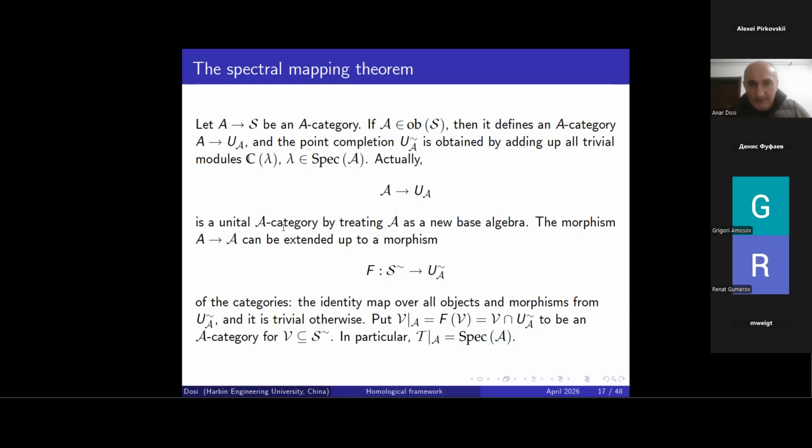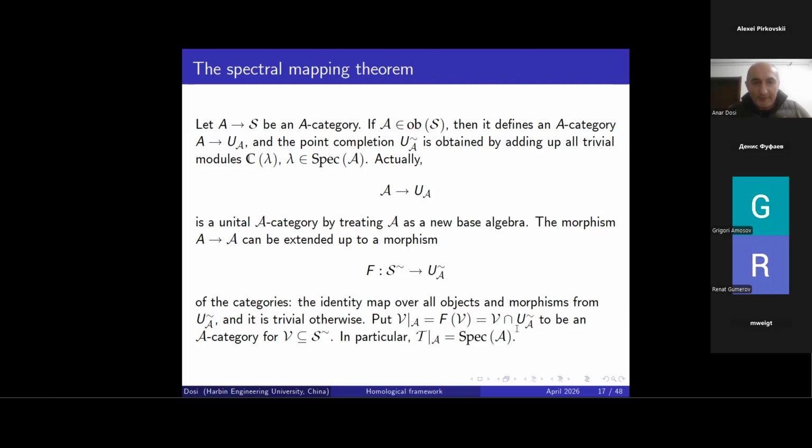So this one defines a new unital A category, this another A. So here, this A is a new base algebra, right? But we have also this morphism, right? Connecting morphism. This one can be extended up to a morphism of categories from this completion S to this one. Well, actually, the morphism is quite simple. I mean, it is identity over all objects from here and the trivial otherwise.